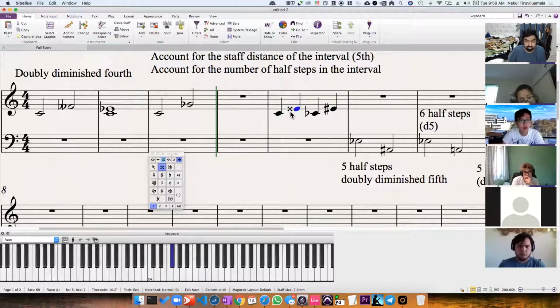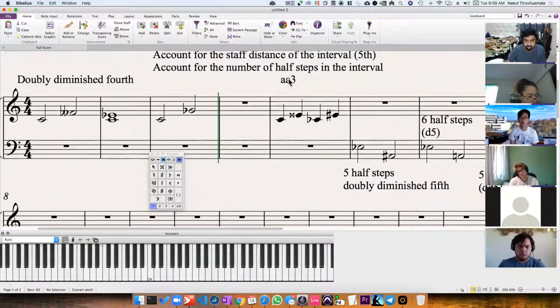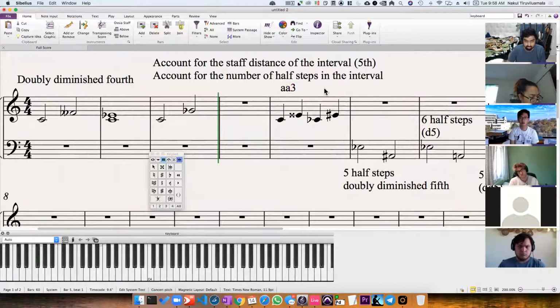These are the two ways you could do it. Both of these are doubly, so you could say AA3, and this is also an augmented third.